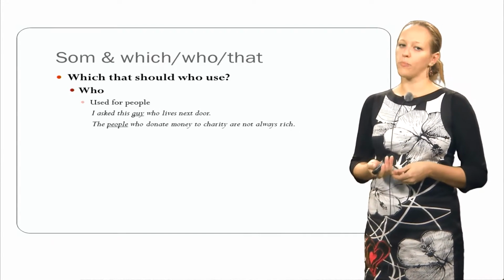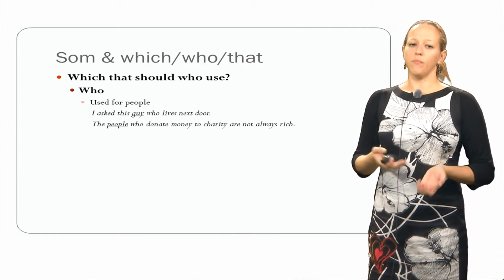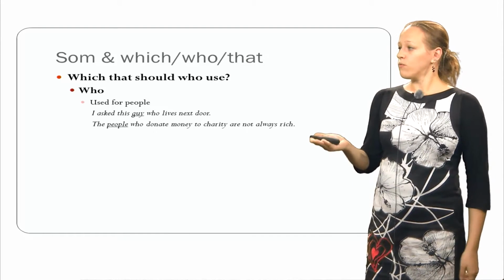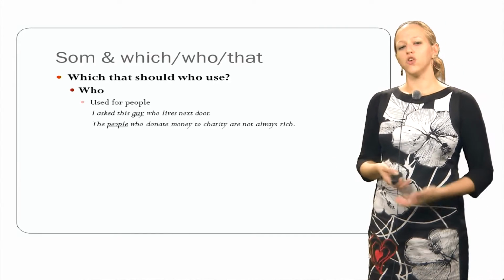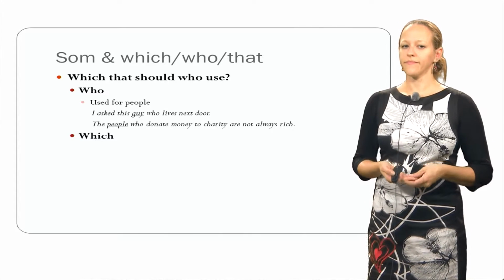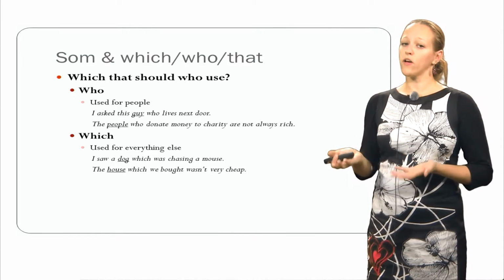Who is normally used for people. I asked this guy who lives next door. The people who donate money to charity are not always rich. And here, in both sentences, we are talking about people, and we use the pronoun who. The pronoun which is used for everything else, normally also animals.